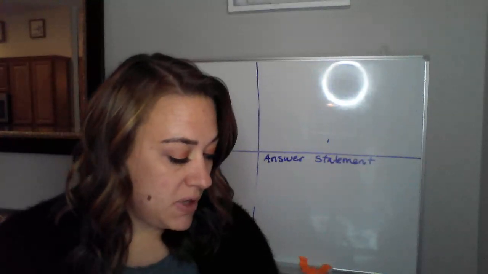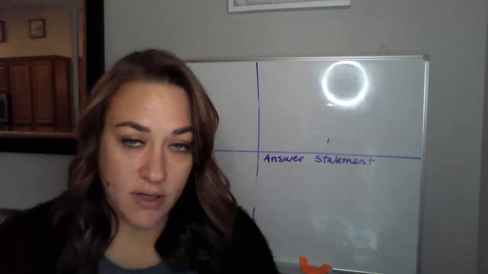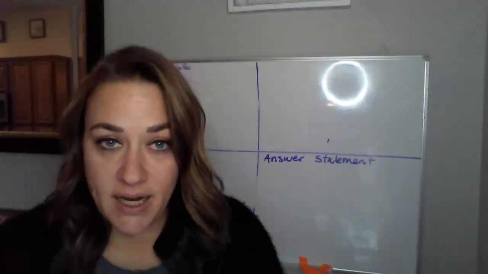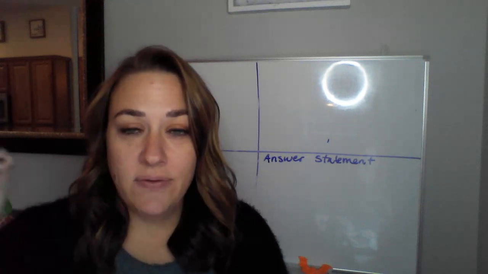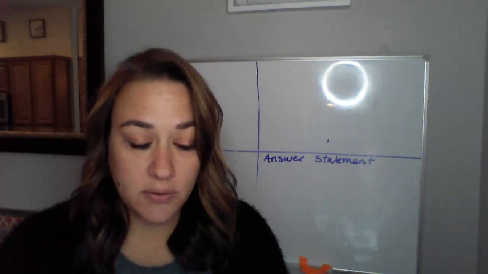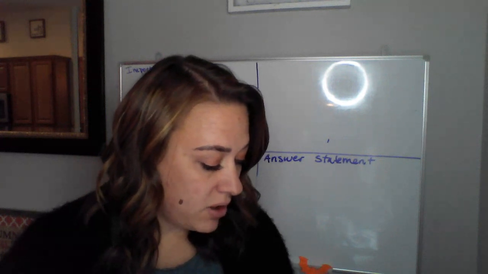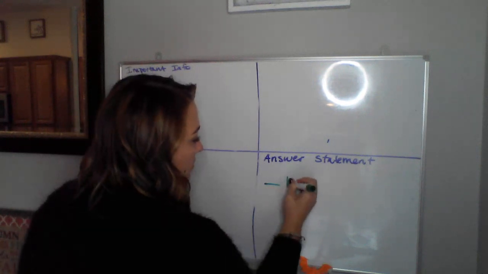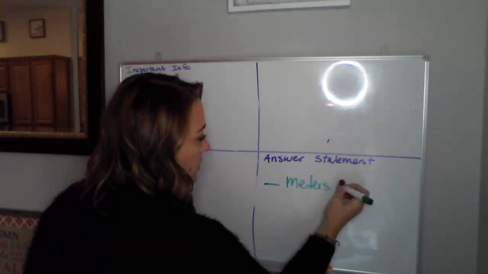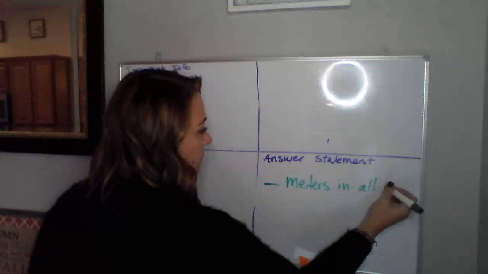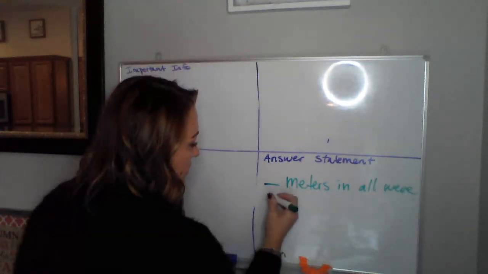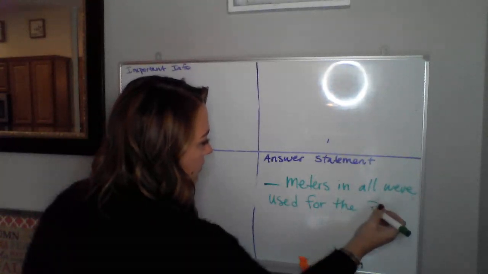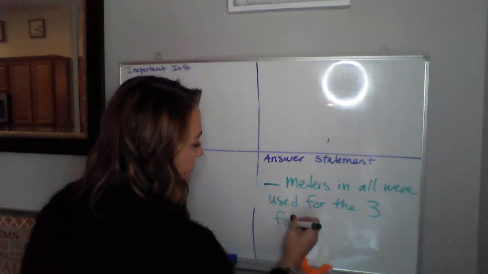So our question is, how many meters in all were used of the three fabrics? That's what we're going to turn into our answer statement first, with a blank answer, so we can really focus in. This is what we have to solve. This is what we're looking for. So it says, how many meters in all were used for the three fabrics? So we would say blank meters in all were used for the three fabrics.